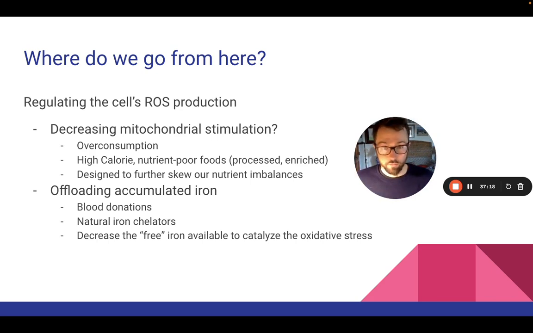So twofold: decreasing mitochondrial stimulation, over-consuming high-calorie, nutrient-poor foods, right? If you are eating out of a box, if any of your food is processed or enriched, that processing and that enrichment typically comes in the form of imbalance and loading up on the bad, things like iron, and taking and stripping away the balancing trace minerals. So the more you eat these, the further skewed your imbalances are, the less of a buffer you have to protect against this accumulation of ROS.